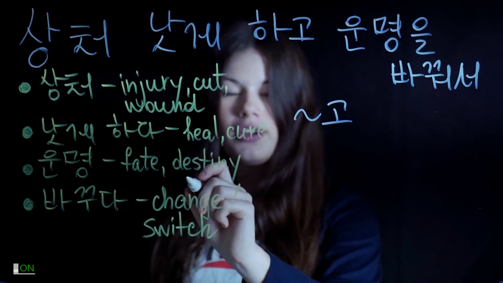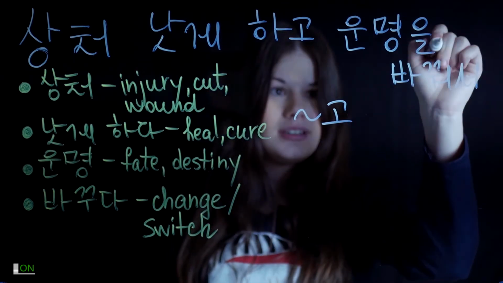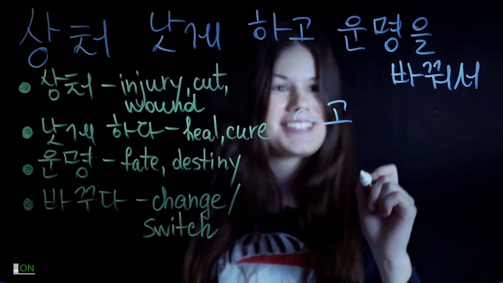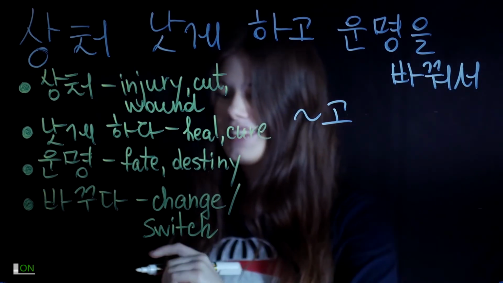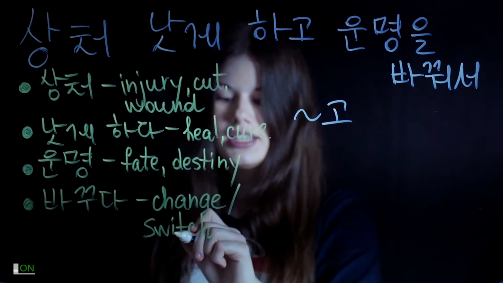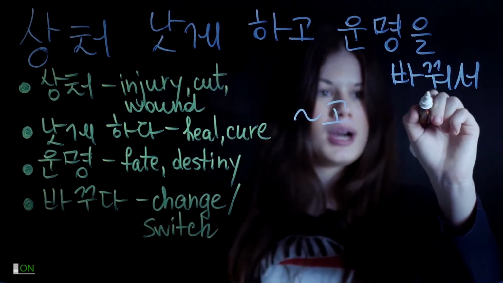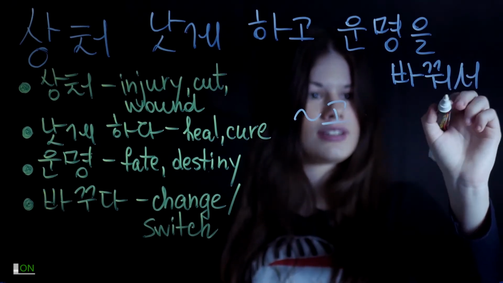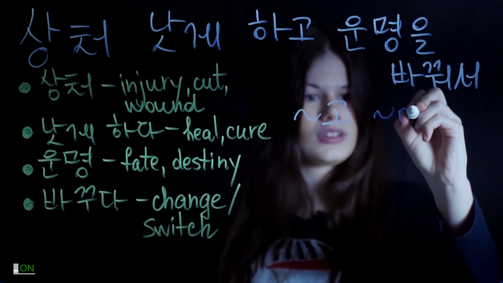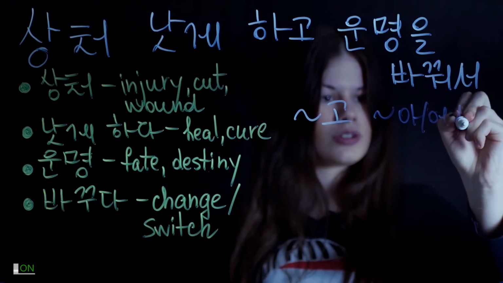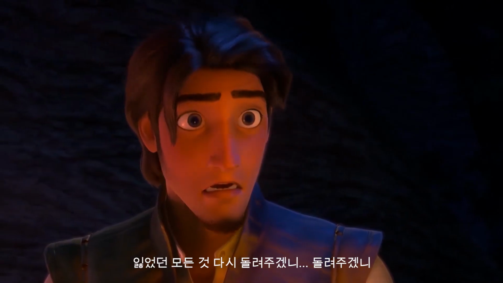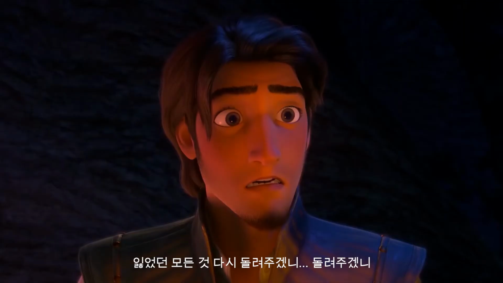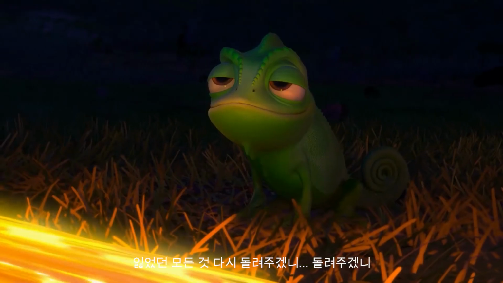운명 means fate, destiny. Again, do you remember what particle is that? Object. Right, correct. 바꾸다, change, switch. Here we have 바꿔서. Here is added 어서 grammar. 잃었던 모든 것 다시 돌려주겠니?